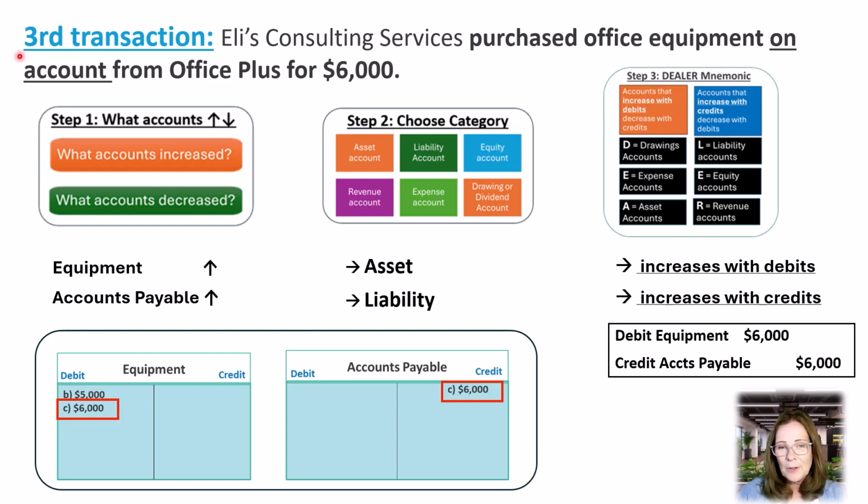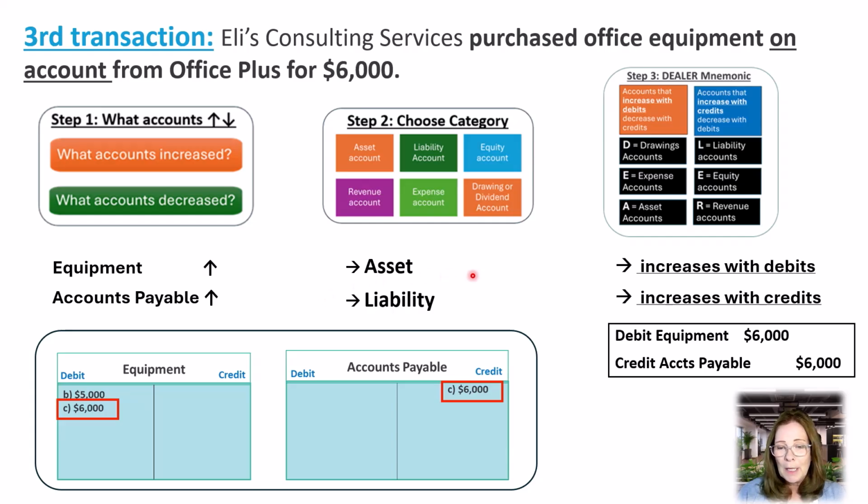For our third transaction, Eli's Consulting Services purchased office equipment on account from Office Plus for $6,000. When we analyzed this transaction using the accounting equation, we said that the business's equipment increased because the business now has more equipment, and the accounts payable increased because Eli's Consulting now owes money to the vendor. In step 2, we ask what kind of accounts equipment and accounts payable are. Equipment is an asset, and accounts payable are liabilities.